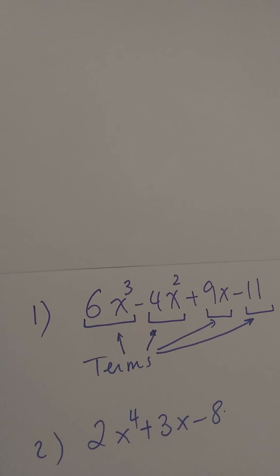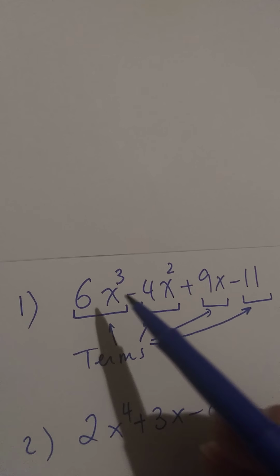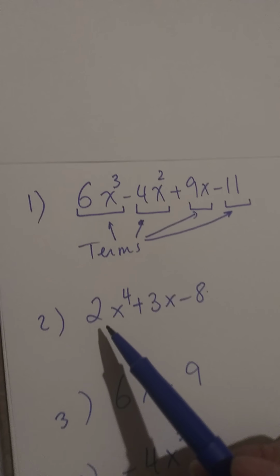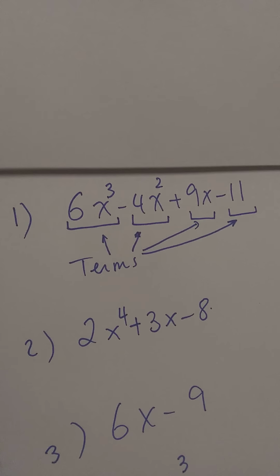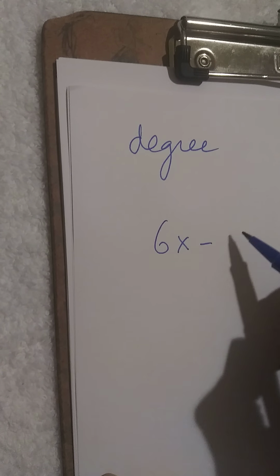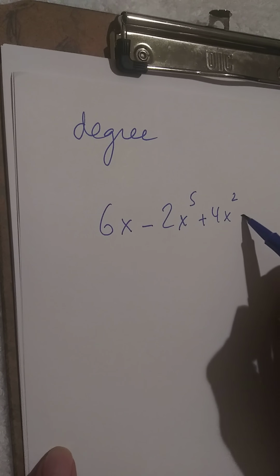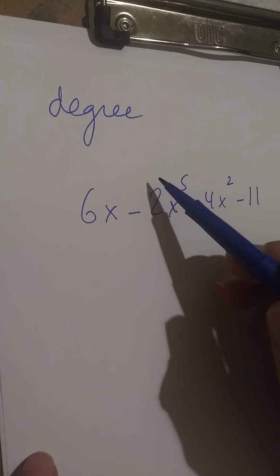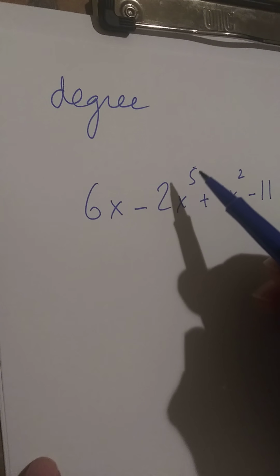That's what degree is. The leading coefficient is the coefficient of the term with the degree. So here, the leading coefficient is 6. Here, the leading coefficient is 2. And here it's 6. I don't want these examples to be misleading, but if you have an example like 6x minus 2x to the 5th plus 4x squared minus 11, well, here the degree is 5, so the leading coefficient is minus 2. The degree is 5 and the leading coefficient is minus 2.